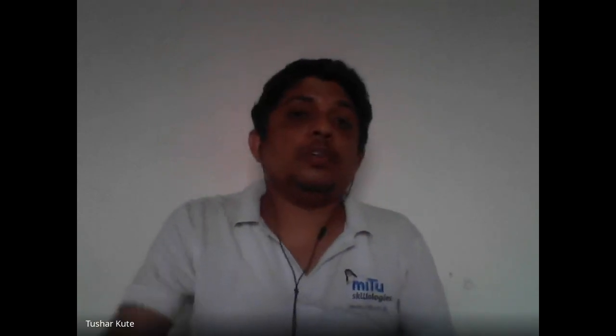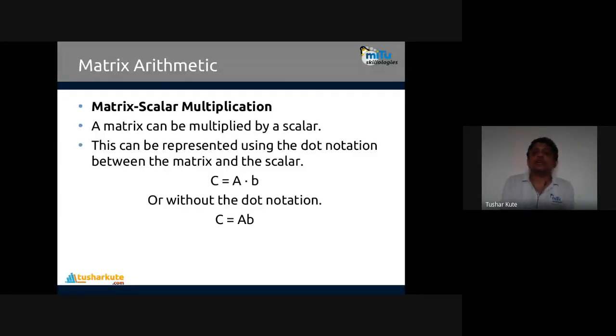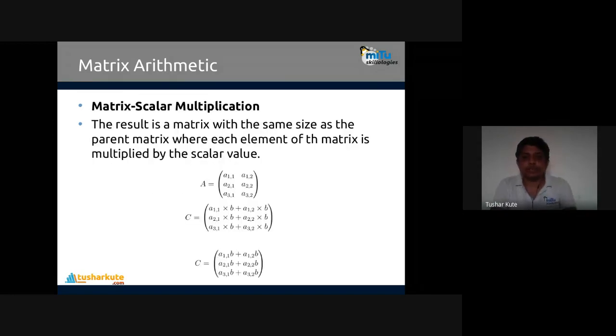Okay, so now we are decreasing dimensions. We have done matrix to vector, now matrix to scalar. A matrix can be multiplied by a scalar also. This can be represented using a dot notation between the matrix and the scalar, just like the vector we have seen, or without the dot notation. So C is equal to AB, that we can do. See this one, matrix and scalar multiplication.